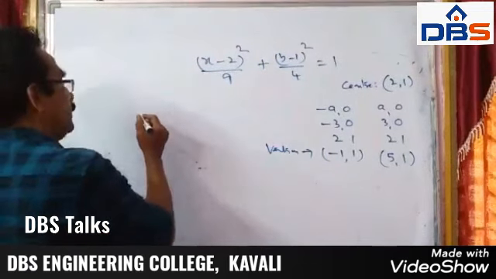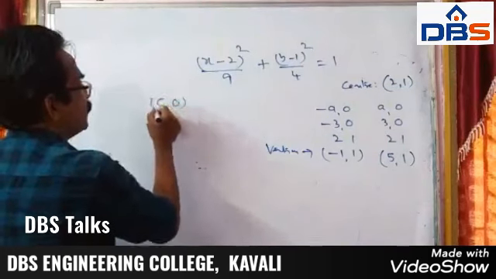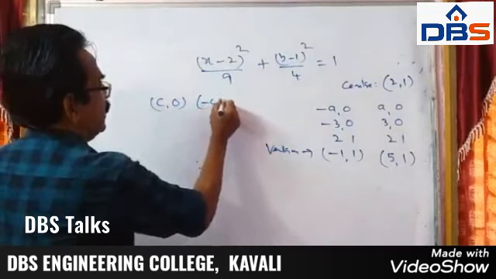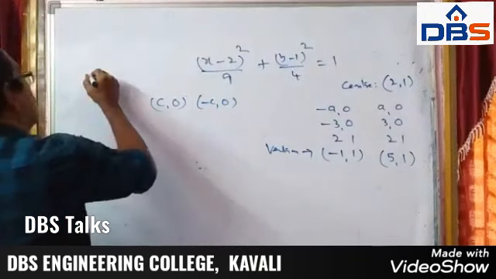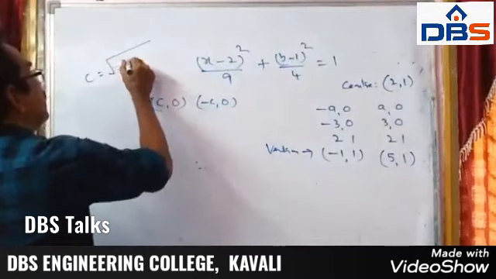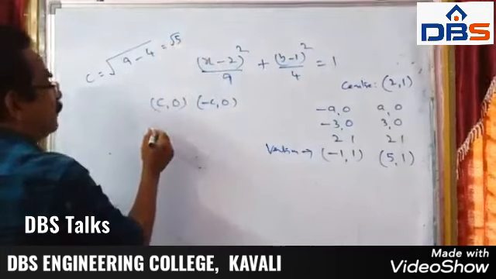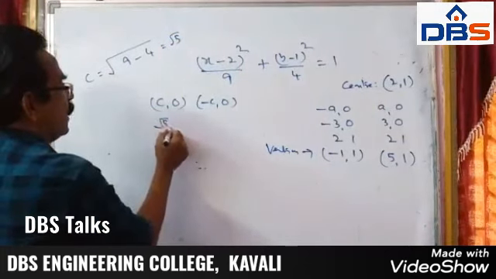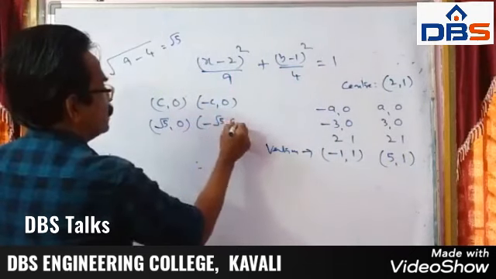And foci. Foci we know: (c, 0) and (minus c, 0), where c is equal to root of a square minus b square. 9 minus 4, that is equal to root 5. So (root 5, 0) and (minus root 5, 0).